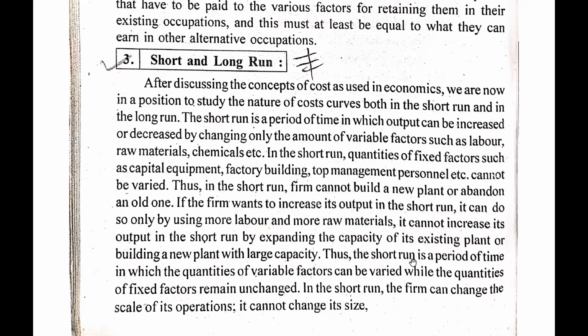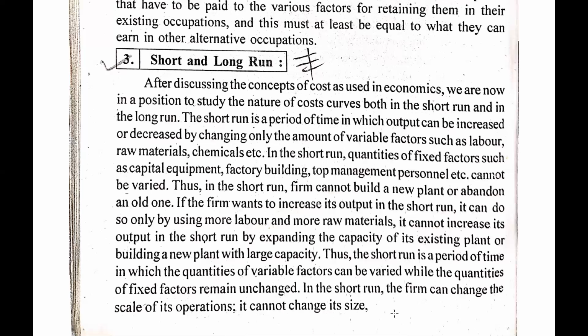Thus, the short run is a period of time in which the quantities of variable factors can be varied while the quantities of fixed factors remain unchanged. So, whatever variable factors we need to use can be varied, but the fixed factors remain unchanged. In the short run, the firm can change the scale of its operation, it cannot change its size. For example, we cannot change land, we cannot change machines. Only the variable factors can be changed in the short run.